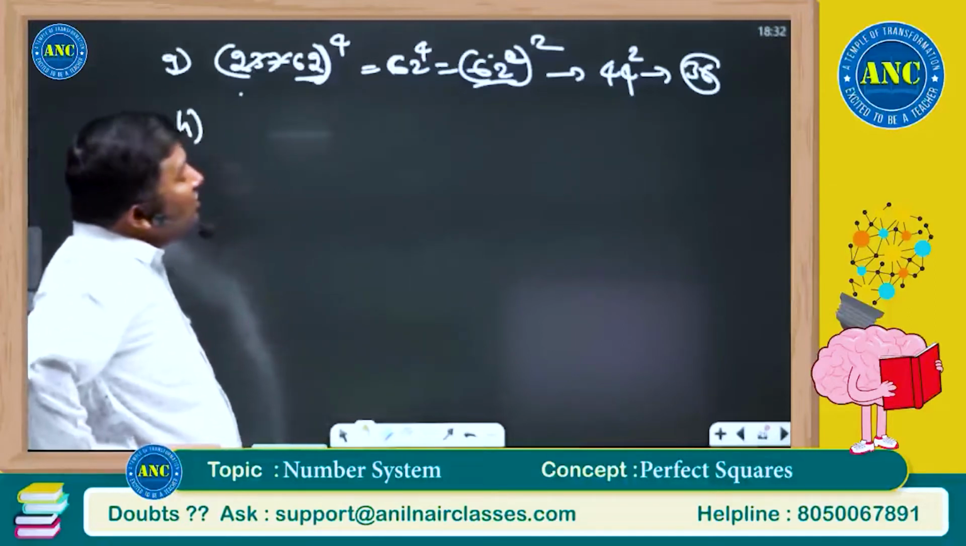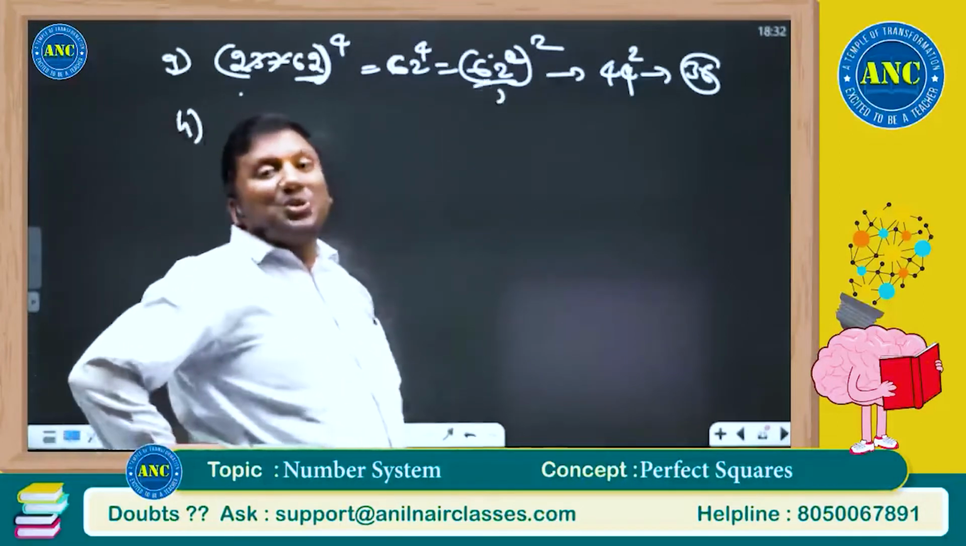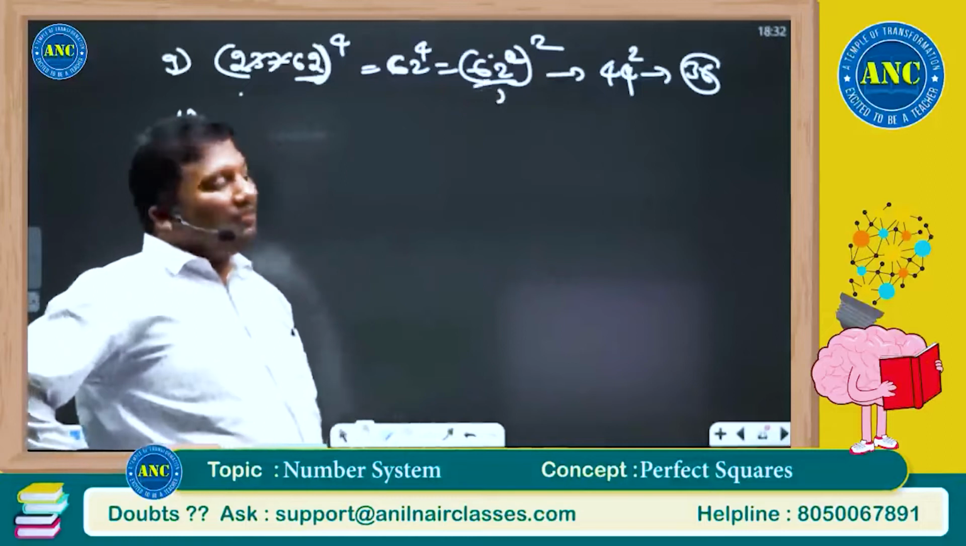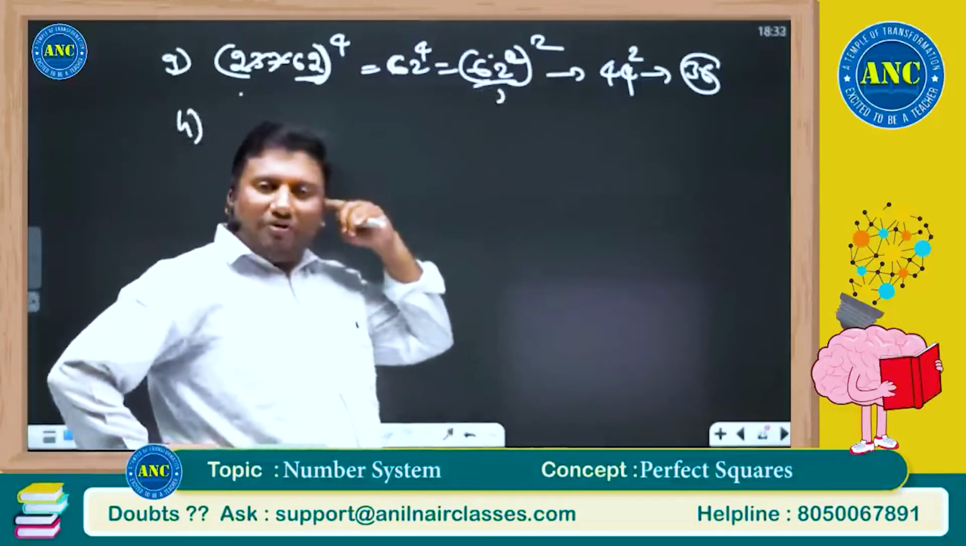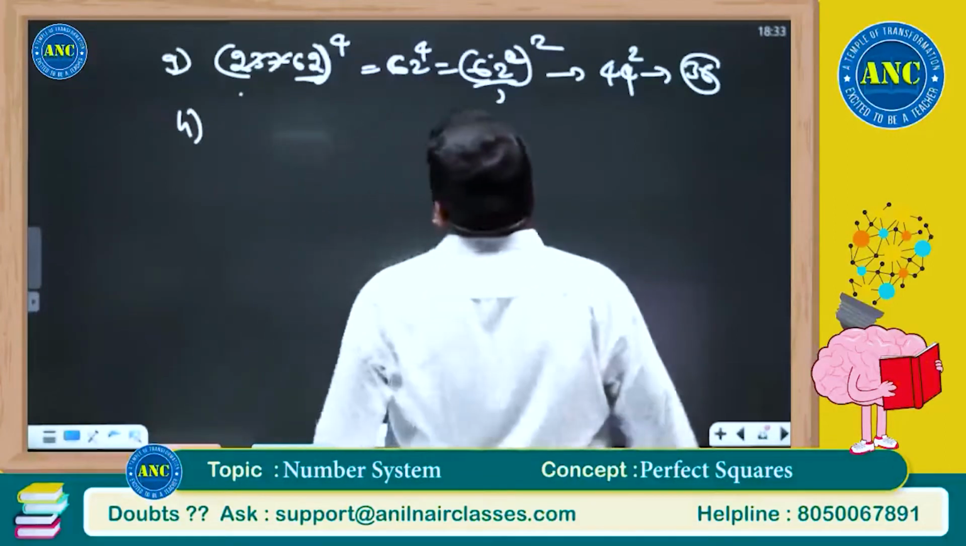23762 power 4. 62 power 4 is 62 square whole square. 62 square is 12 more than 50. 12 square is 144. 44 square, it is 6 less than 50. It is 36. Another problem.